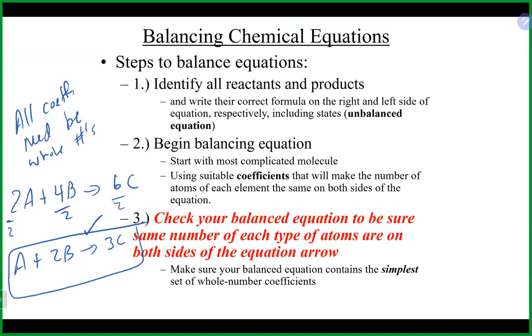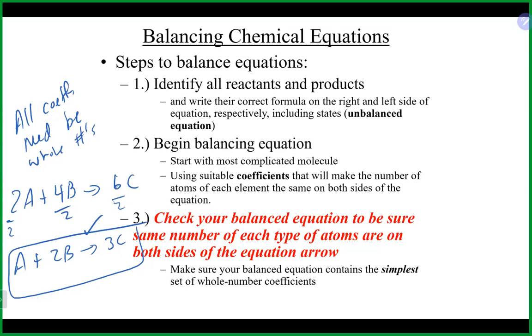So you should always check those two things when you're done balancing an equation. Do you have all whole numbers, and can you reduce down those numbers to a simple set of whole numbers? If the answer is yes, you can, then you should definitely do that and get the right balanced equation. If you obviously cannot divide by a common number and get all whole numbers, then you're probably at the simplest whole numbers that you could have. So those are two really important things to remember.